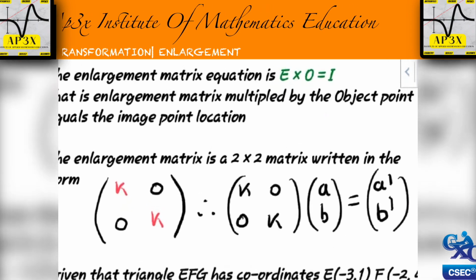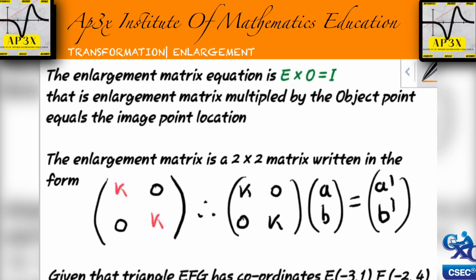So we're now looking at the enlargement matrix equation. How do you actually calculate the image of an object that underwent a magnification or reduction? We use a very simple formula here: E multiplied by O. I tend to use a sub M here, for enlargement matrix. So the enlargement matrix times the object is equal to the image. Very similar to reflection and rotation, but much simpler. That is the enlargement matrix multiplied by the object point that equals the image location.